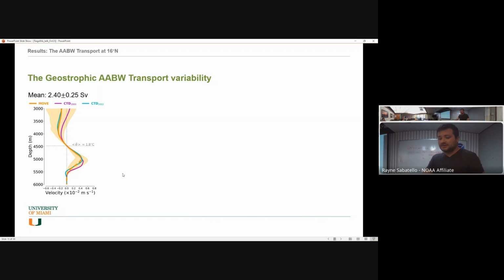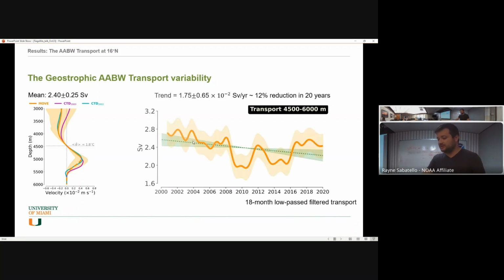So you can see that it's not perfect. It doesn't get the nuances of the flow below 5,000, but it generates a robust estimate. And our mean value of the transport is 2.4 Sverdrups, right? And that's the variability that we get. That's a time series, 18-month low-pass filter, so we can highlight the interannual to decadal time scales. That's the orange part, and you can see there's a clear trend overlaying that variability.